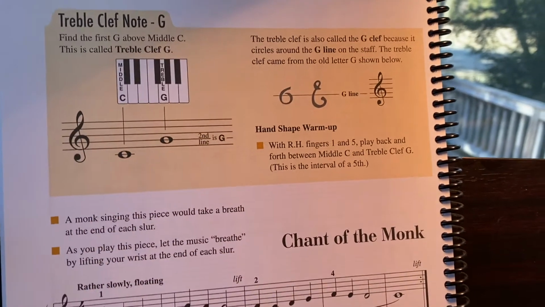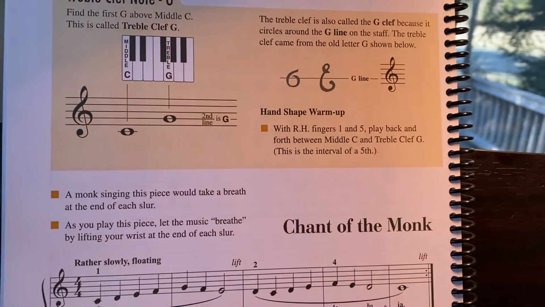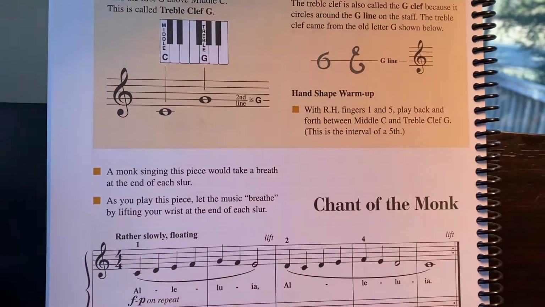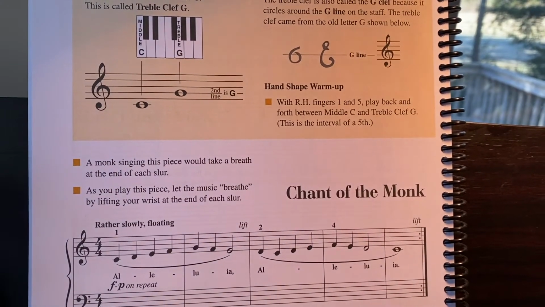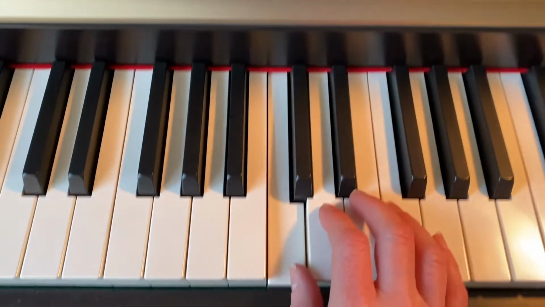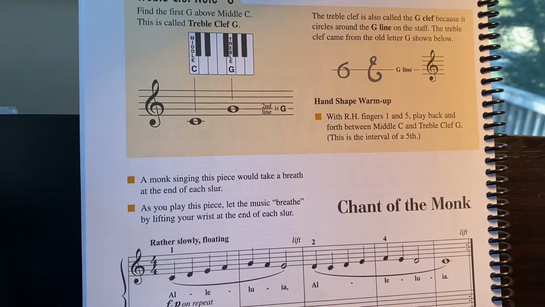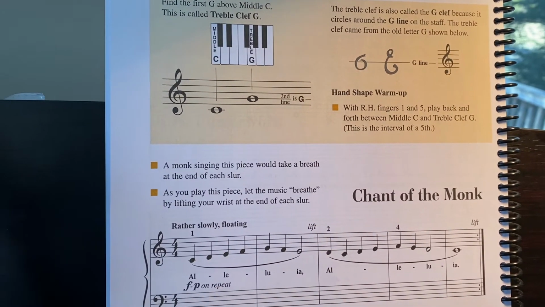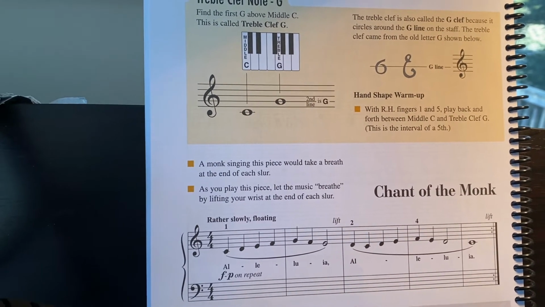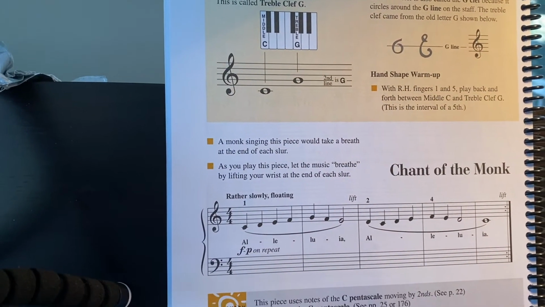Okay, so it's saying, do a little hand warm up. With your right hand, start on C, with your 1 finger on C and your 5 finger on G, and it says just rock back and forth on that interval. So you warm up a little bit.